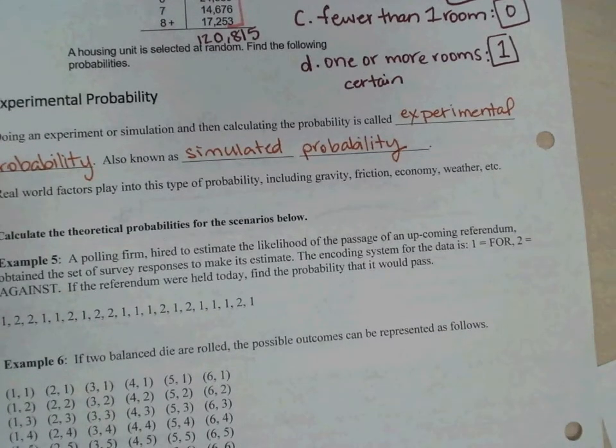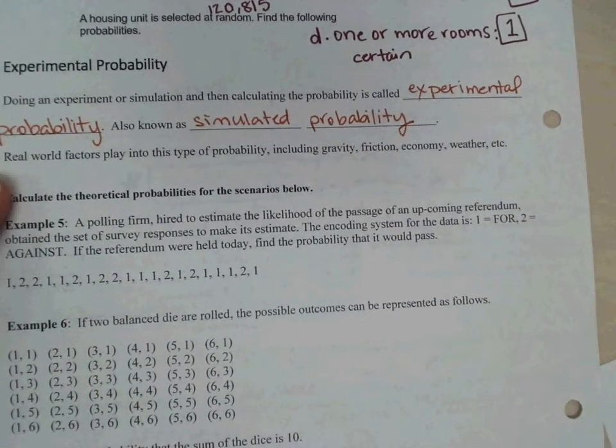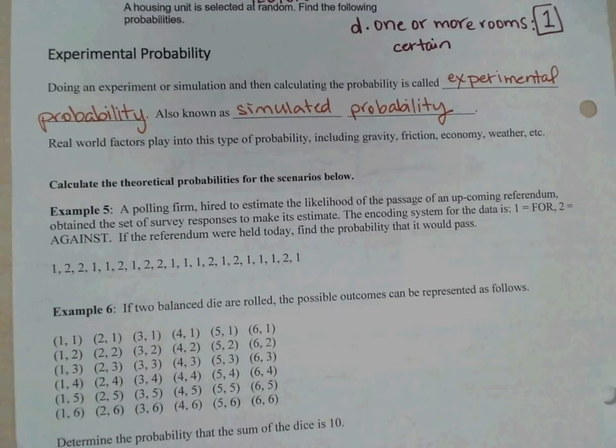Example 5, will you read that one, please? Alia. A polling firm hired to estimate the likelihood of the passage of an upcoming referendum obtained the set of survey responses to make its estimate. The inputting system for the data is 1 equals for, 2 equals against. If the referendum were held today, find the probability that it will pass. Thanks. 1s mean for, 2 means against.